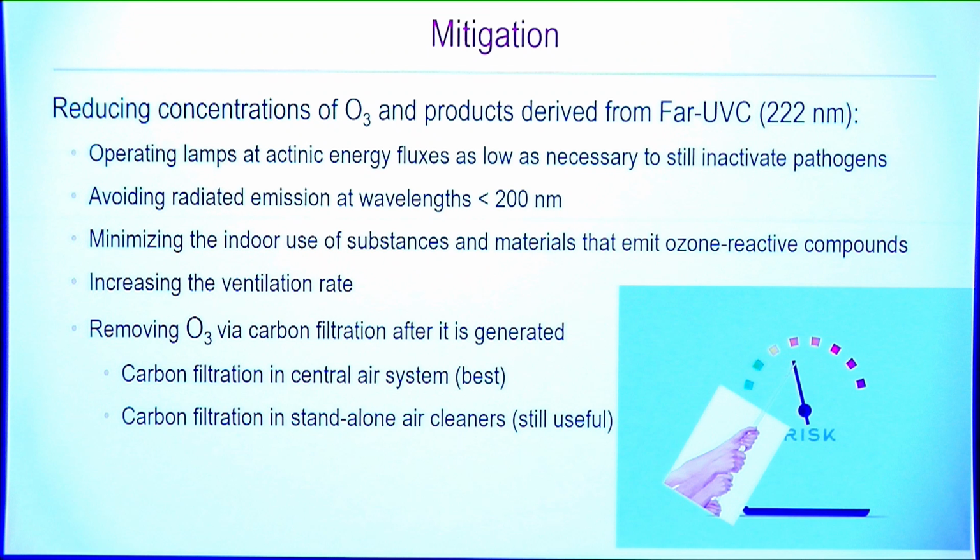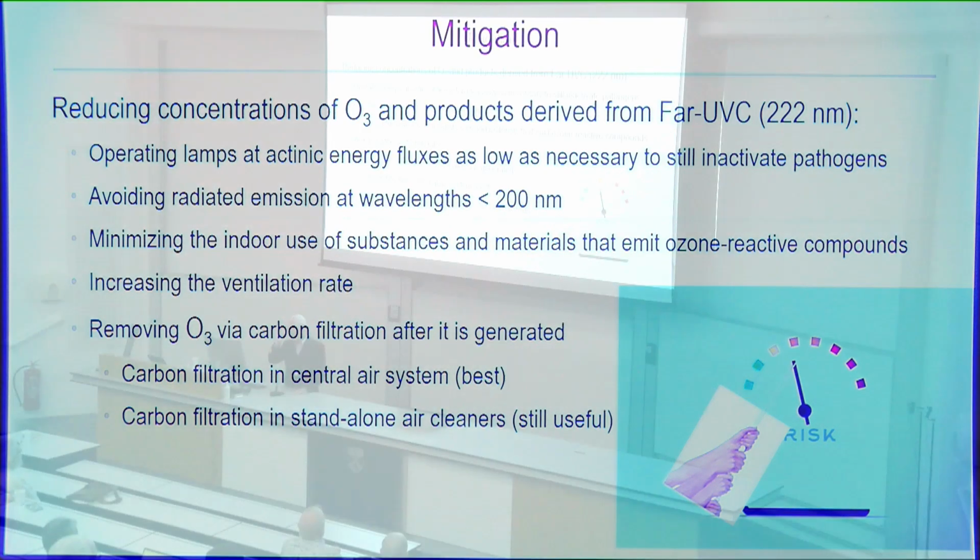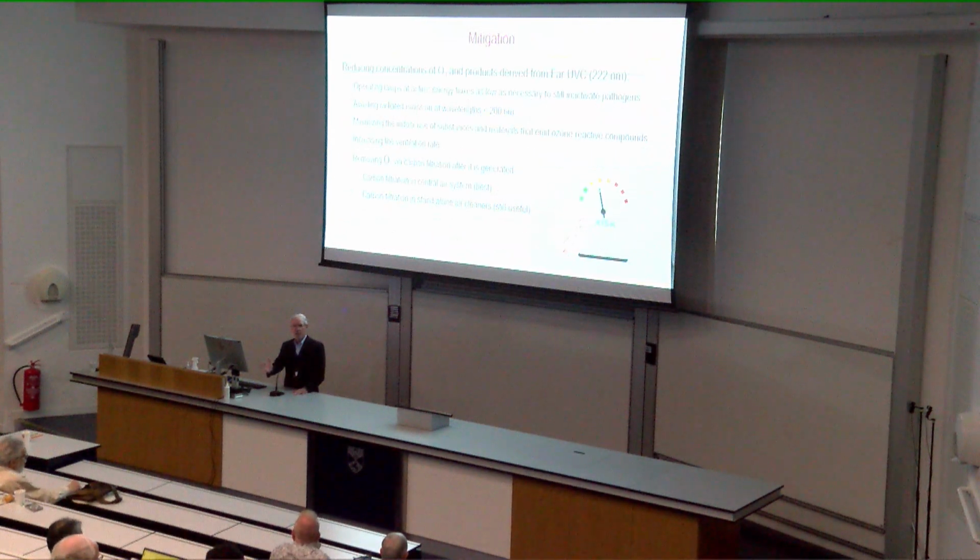You can also remove the ozone after it's been generated. If you're in an environment with a mechanical air handling system, you can have a carbon filter as part of the air handling unit. And that's a very good way of taking ozone out of the air that might be generated by the UVC. In the United States, it's very common for us to recirculate air in commercial buildings. And so if you've got a charcoal filter in the air handling system, that recirculation is going to be constantly taking ozone out as the air goes through the filters.